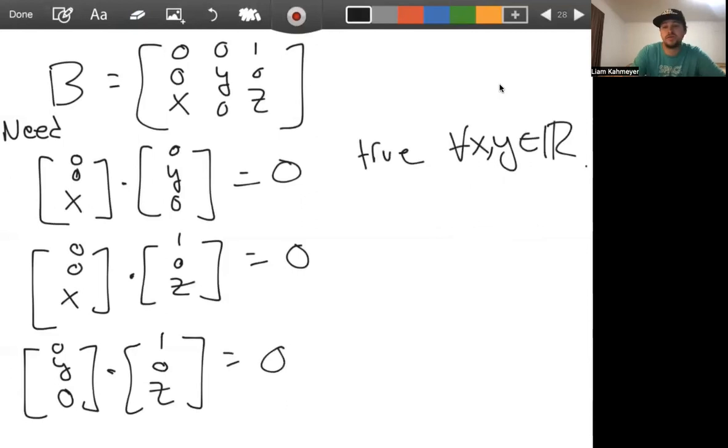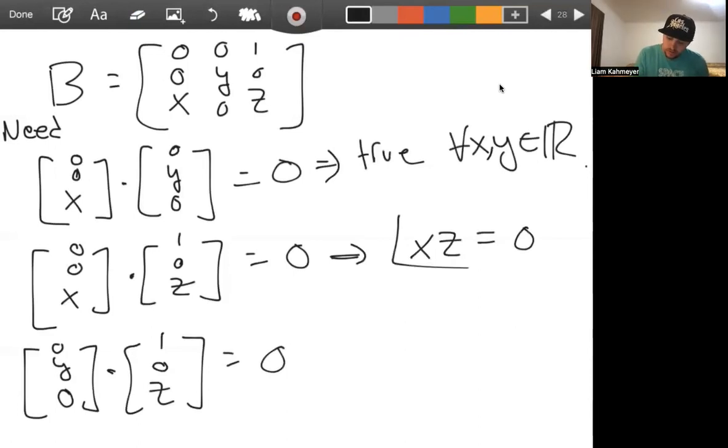So the first equation gives us no restriction, right? Every time you're going to have 0 times 0 plus 0 times y plus x times 0 equals 0. Well, it doesn't matter what values x and y are. Here, this implies that you necessarily need the product of x and z to be equal to 0. So that's a restriction, right?